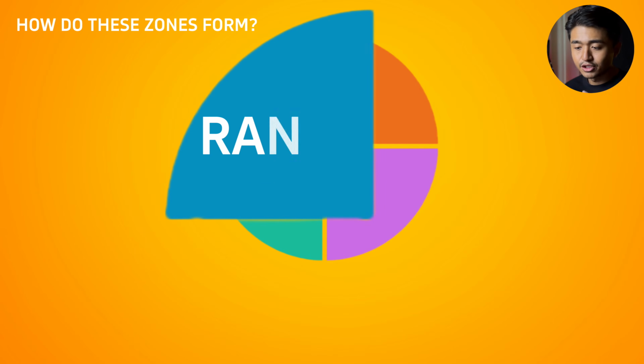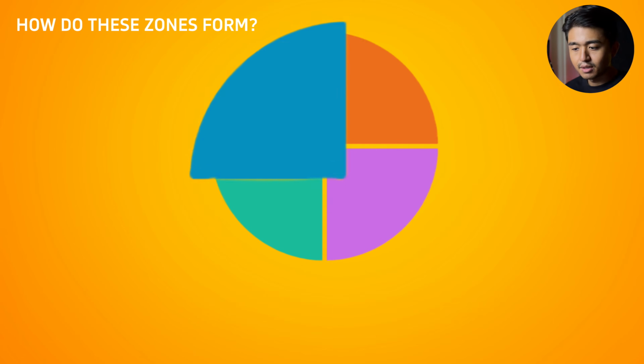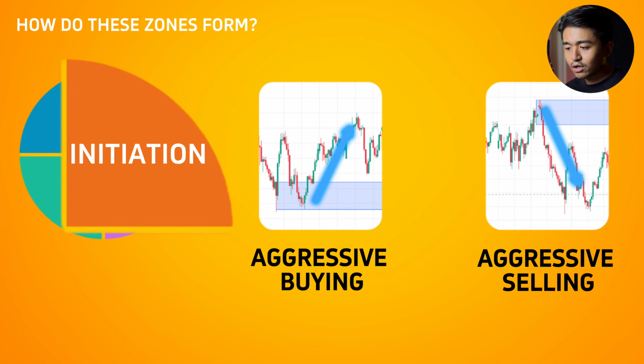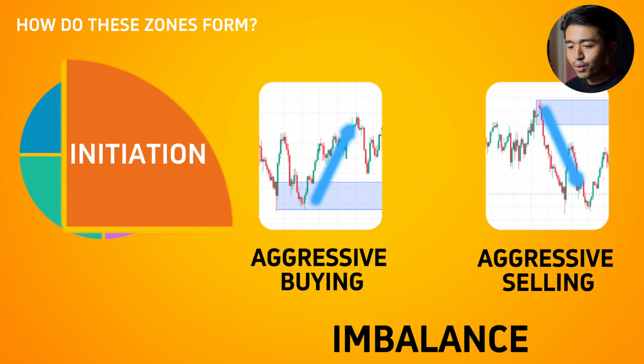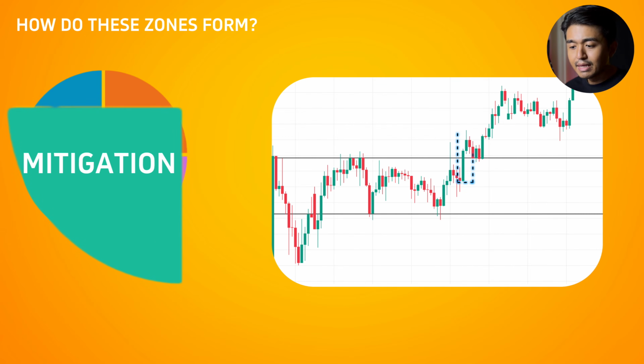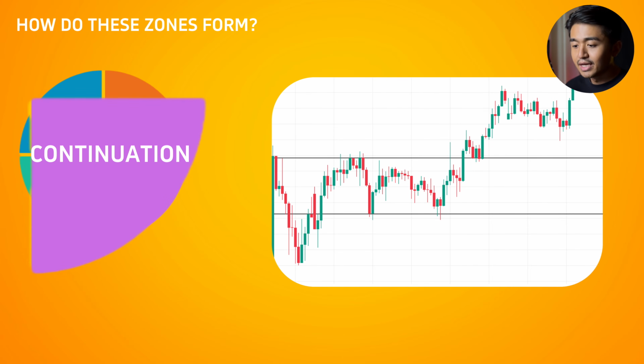Number 1, range, which means price moves sideways and orders are building up. Number 2, initiation. Suddenly, aggressive buying or selling causes an imbalance. Price explodes out of the range. Number 3, mitigation. The imbalance can't be sustained forever. Price pulls back to the original area. Number 4, continuation. Institutions step back in, defend their positions, and push price further in the same direction.